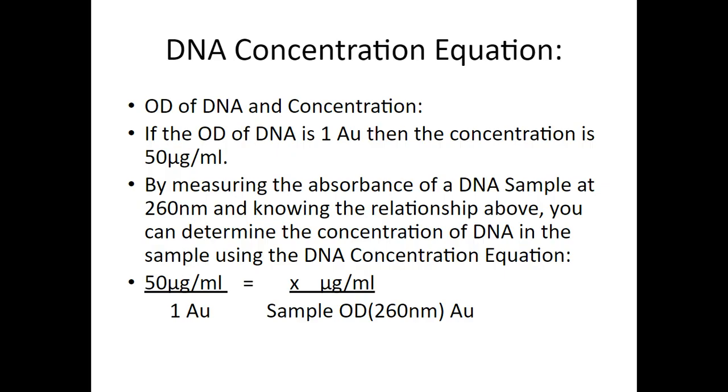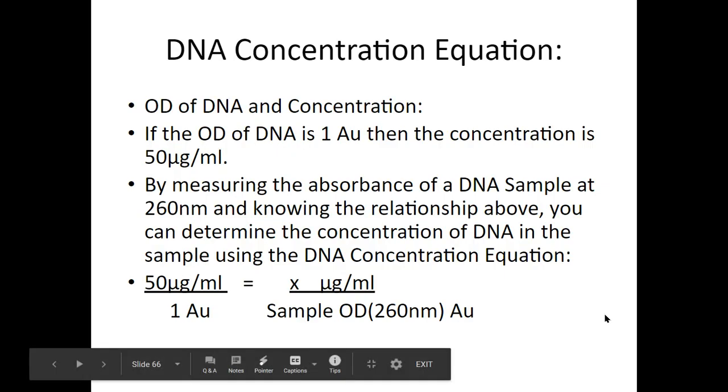So by measuring the absorbance of a DNA sample at 260 nanometers, which you would just use a UV spec to get, and knowing the relationship above, you can determine the concentration of DNA in a sample using the DNA concentration equation. Here it is: 50 micrograms per milliliter over 1 AU equals the unknown micrograms per milliliter over the sample's optical density at 260 nanometers, which you're getting from the spectrophotometer. So you just get the absorbance value at 260, plug it into this equation, and solve for that. And that'll give you how many micrograms per milliliter of your DNA you have.